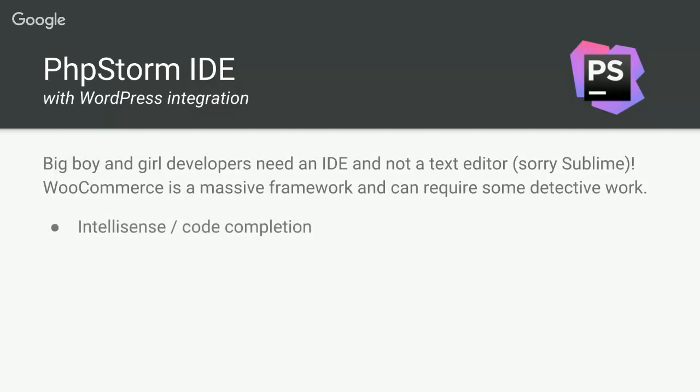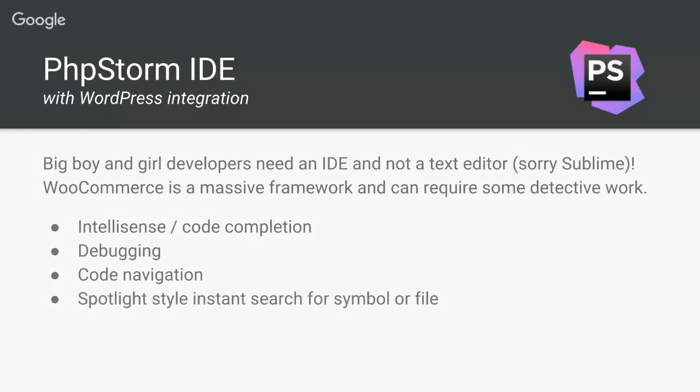For example, IntelliSense, code completion. Don't expect to memorize all the different WooCommerce helper functions and hooks. Debugging, being able to step through your code when it's not working. Code navigation, being able to drill in on a function and say, show me the code for that function. Spotlight style instant search for a symbol or file, also really huge. And by Spotlight, I mean that when you hit Command Shift O, you can instantly just start typing and jump to a file.